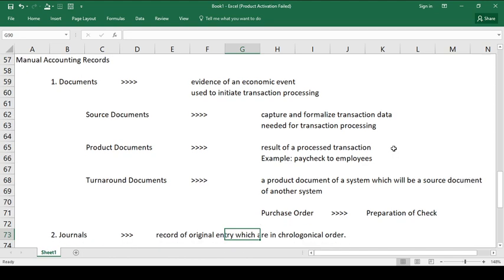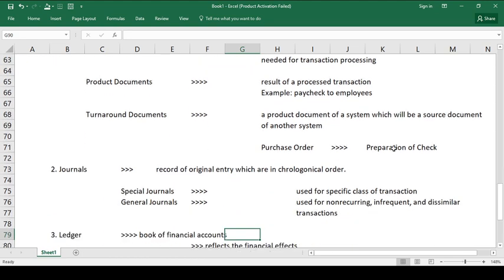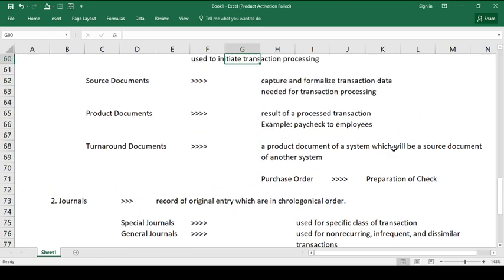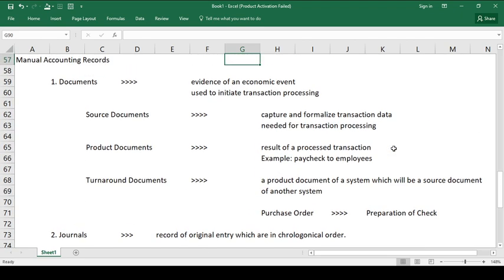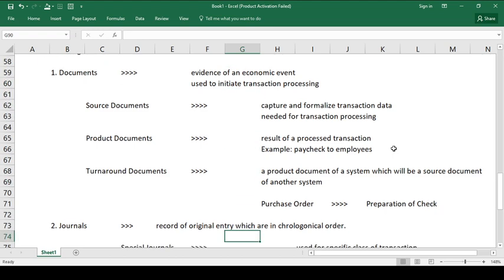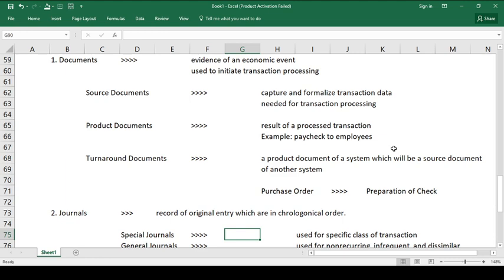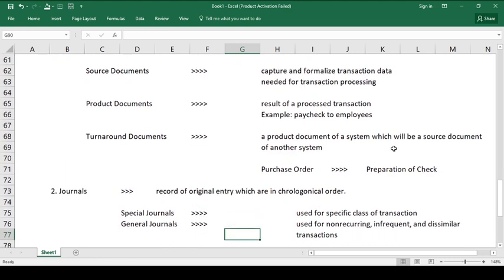Okay? And then, we have the second one, which is the journals. These are the sheets used in the preparation of the journal entry. The documents, guys, are used on the first step of the accounting process. This will be the basis for your analysis. Well, the journals are used in the preparation of the journal entry. This is the record of original entry which are in chronological order.